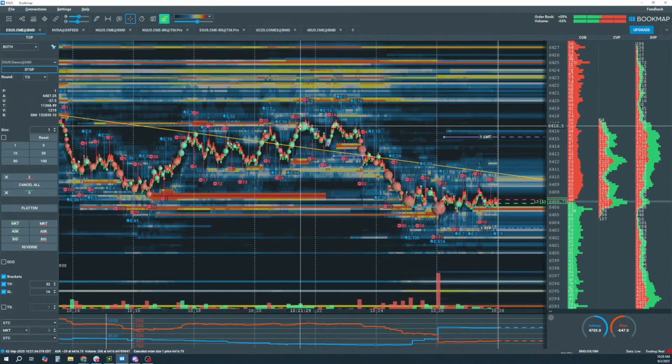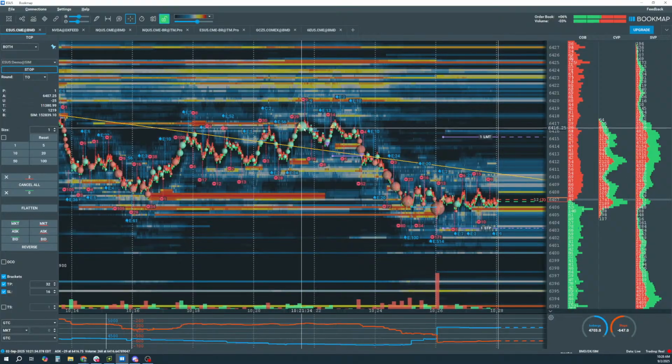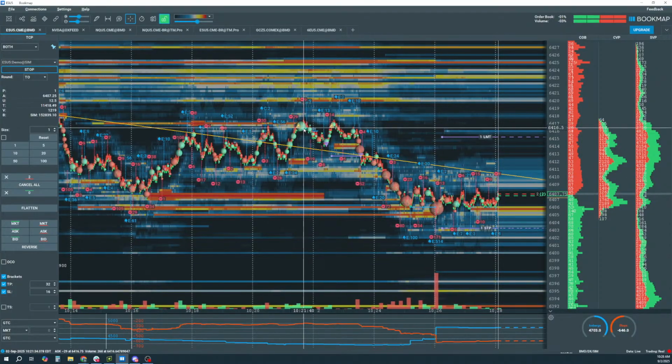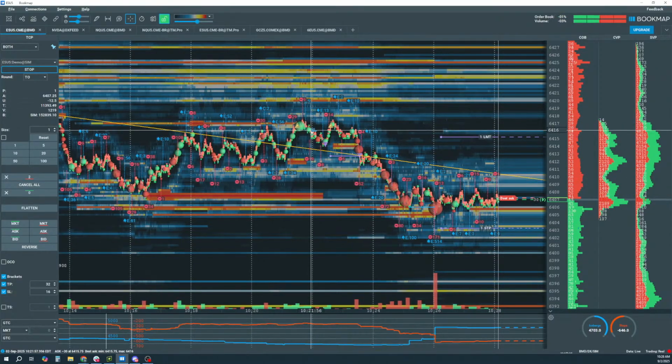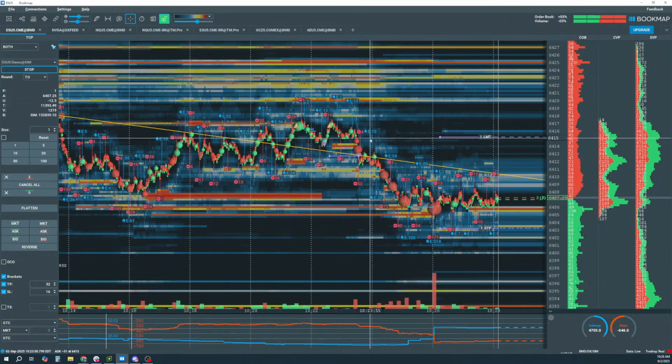And back up into here where there were buyers previously, right? So we know it can auction up there. We might get the move back up into there.